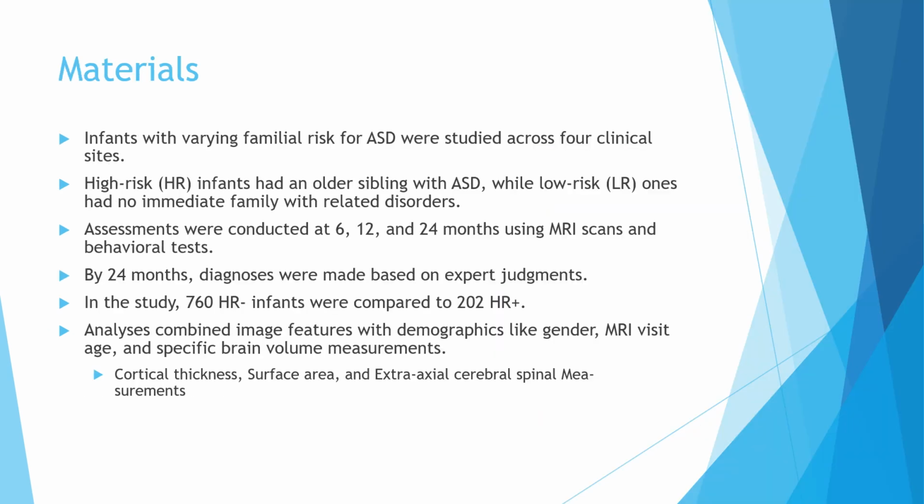The materials used in this study consist of infants with varying familial risk for ASD. They were studied across 4 clinical sites. High-risk infants had an older sibling with ASD, while low-risk ones had no immediate family with related disorders. Several assessments were conducted at 6, 12, and 24 months, using MRI scans and behavioral tests. By 24 months, diagnoses were made by an expert.